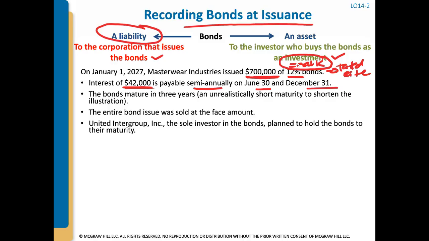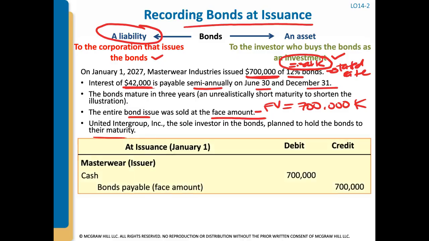The entire bond issue, so the sale of the bond, was sold at face amount. Face amount is the face value, maturity value. That means that the bond is sold for $700,000. And you might be asking yourself, well, of course a bond is $700,000. You just told me that was issued for $700,000. Well, we'll get into that as to why those numbers aren't necessarily the same. United Intergroup Inc., the sole investor in the bonds, planned to hold the bonds to their maturity.